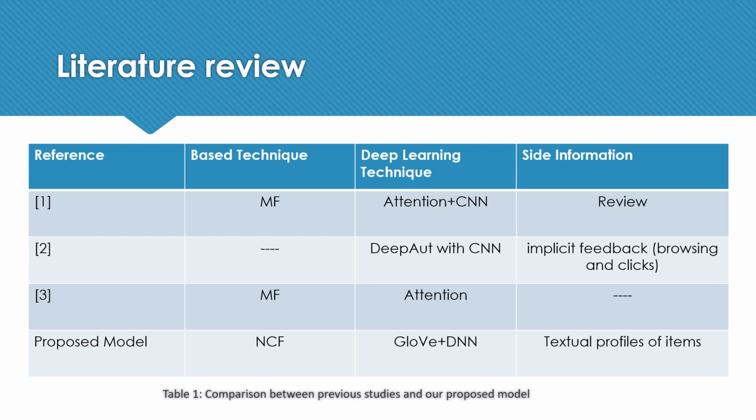Our proposed model stands out by integrating neural collaborative filtering and GloVe embedding with deep neural network for deeper contextual understanding and synergistic fusion with neural collaborative filtering model. This approach excels in enhancing recommendation accuracy by incorporating intricate patterns and contextual nuances in user preferences.